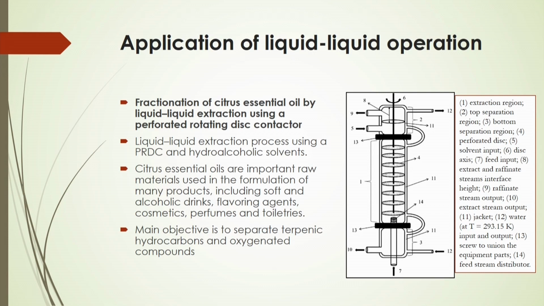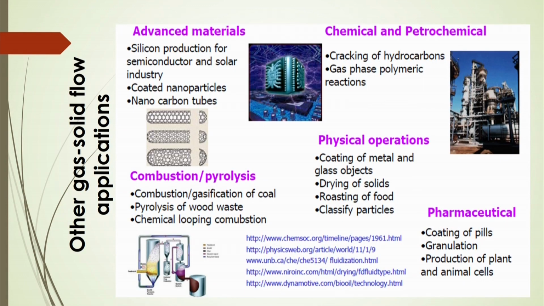Because it will be harmful if you directly use these raw oils on your skin, or even in drinks. If you use this oil directly, it will be a health problem, hazardous for you. So in this case you have to remove those terpenic hydrocarbons and oxygenated compounds by liquid extraction. You have to use some solvent, generally hydrochloric acid, to extract those unwanted compounds.